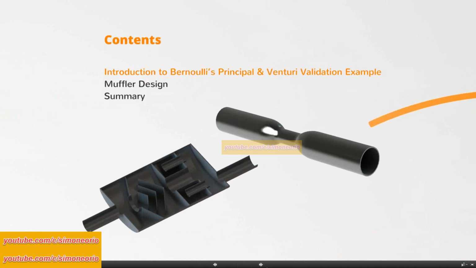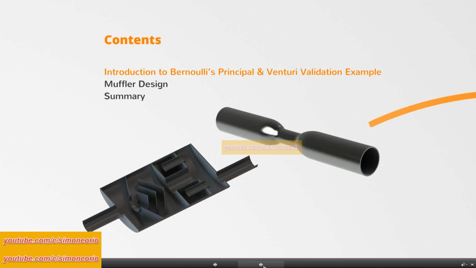So if we look at the contents of the webinar here to start off, I want to do an introduction to Bernoulli's principle, just a down and dirty definition of it, and a Venturi validation example. And we also want to look at a muffler design. So we're going to look at a stock and/or OEM design, and then also an aftermarket design. And then just kind of follow up with a summary there as well.